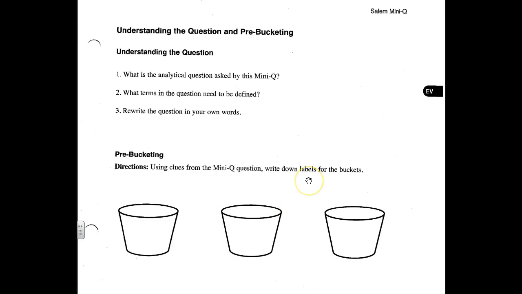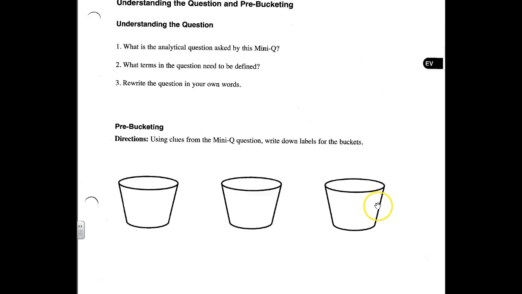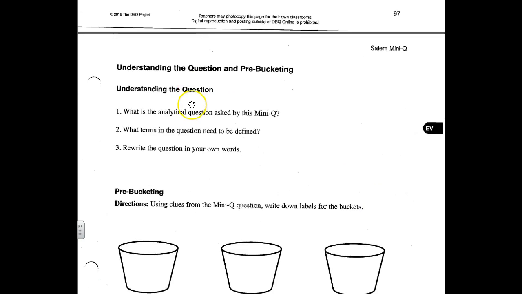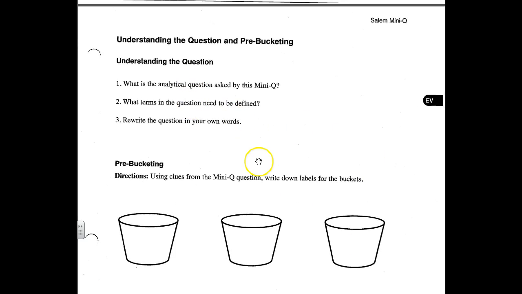Okay, so the next step in our Salem Mini-Q, we're going to be looking at page number 99 of your packet, which is titled Understanding the Question and Pre-Bucketing. Now, a couple of things on understanding the question. What this is referring to is the question that's asked by the Mini-Q. So for every Mini-Q that we do, the understanding the question section and the pre-bucketing is going to be referring to the question that the Mini-Q is asking.